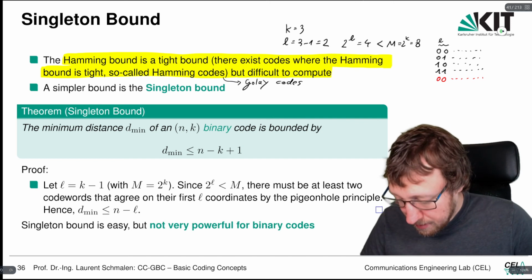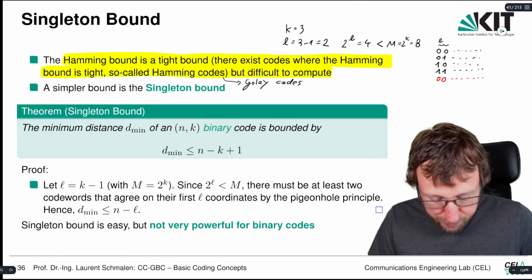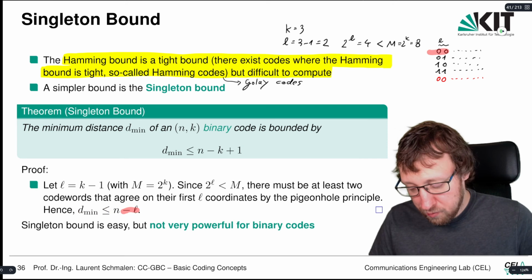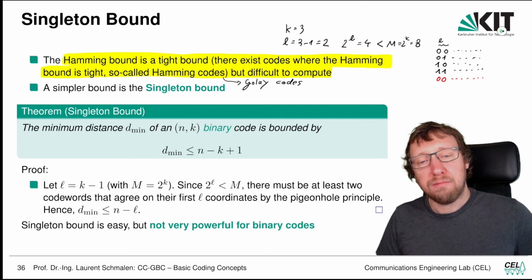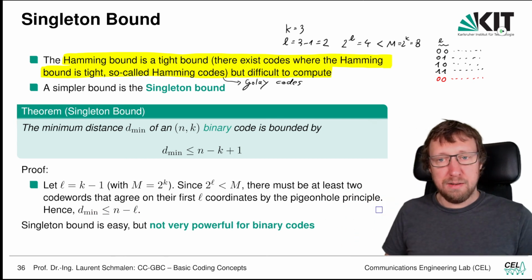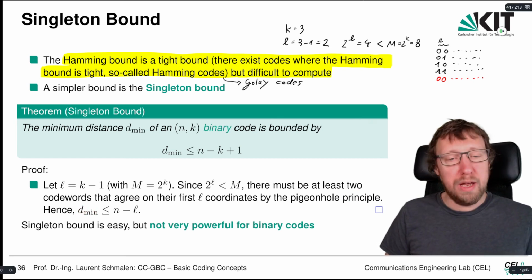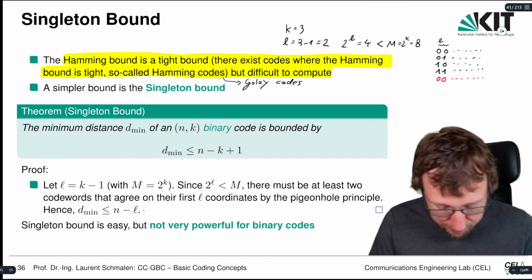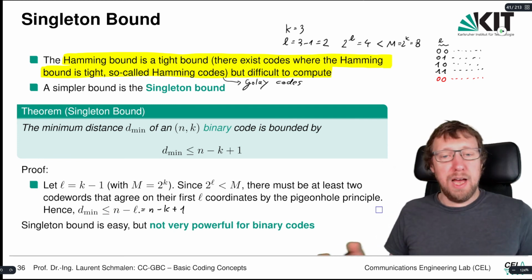But that means that the minimum distance must be smaller or equal than n minus L, because they agree on the first L positions. There are only n minus L positions left, so they can be different in the remaining n minus L positions, and therefore the minimum distance will be smaller or equal than n minus L. And L is equal to k minus 1, so this is equal to n minus k plus 1, and we have proved it.